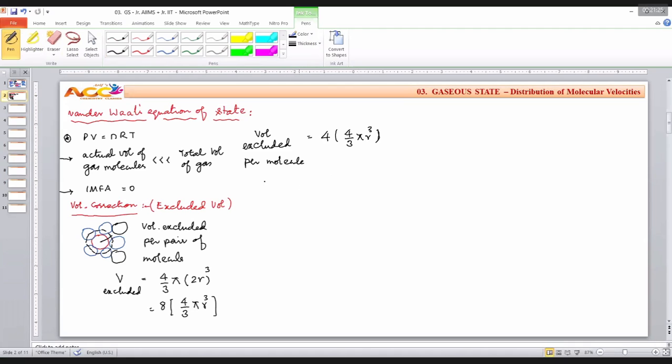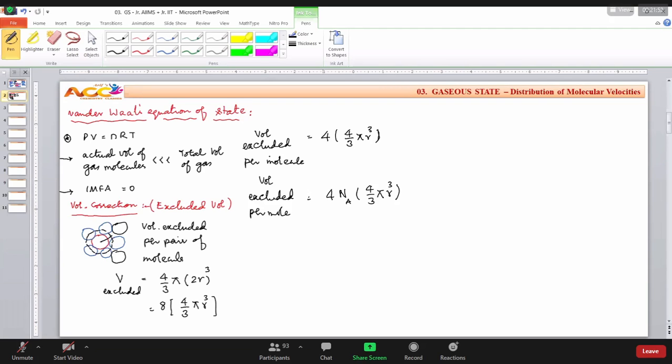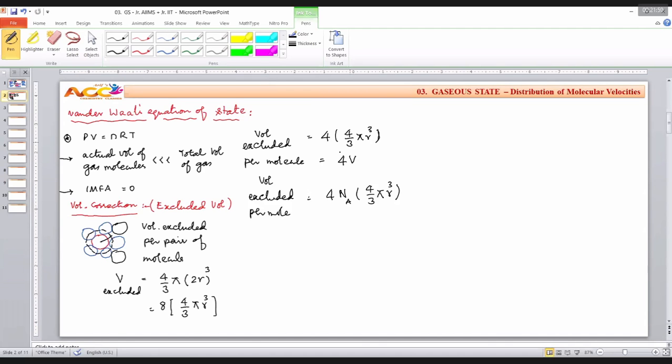Okay, son, come on. In that case, volume excluded per mole is equal to 4 Na into 4/3 pi r cube. That's all. Now listen to this carefully. For every one molecule, this much space is not available. How much space is not available? 4 times of its original volume. Is it not the volume of a single molecule?